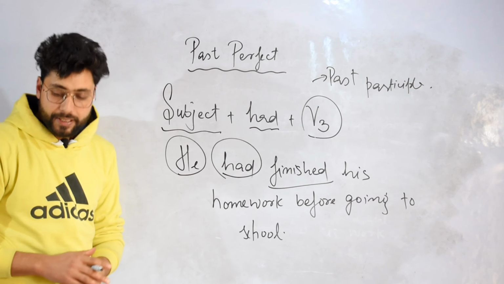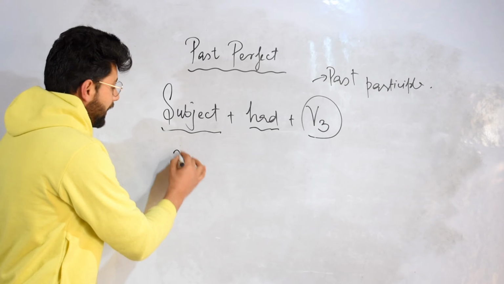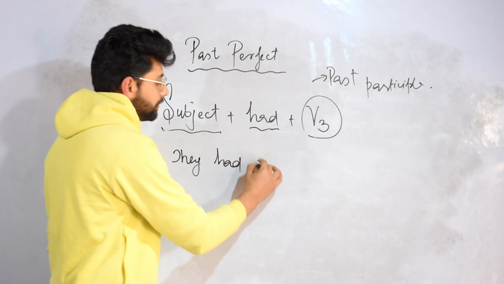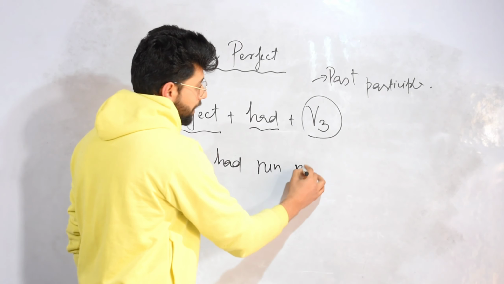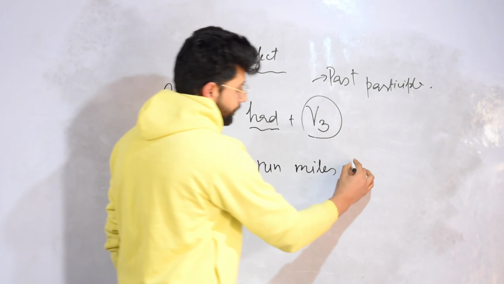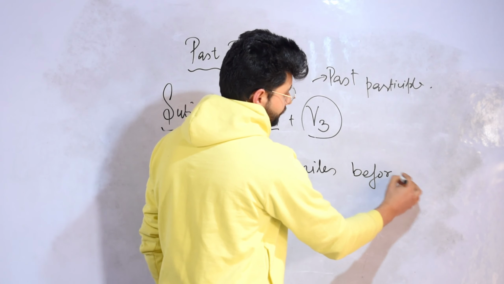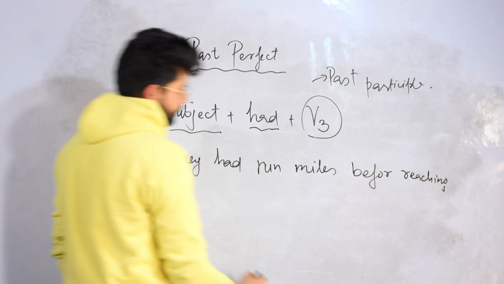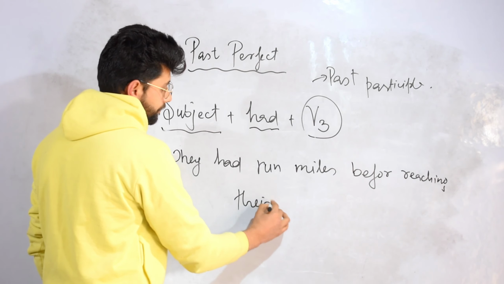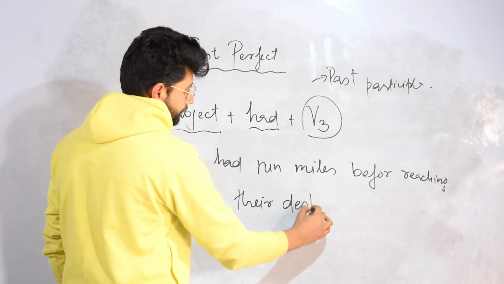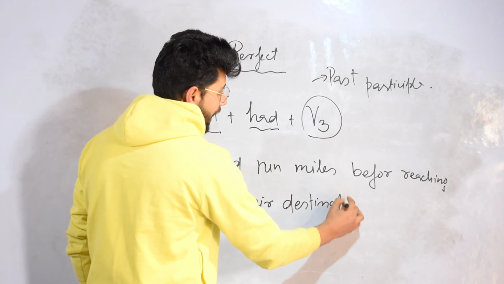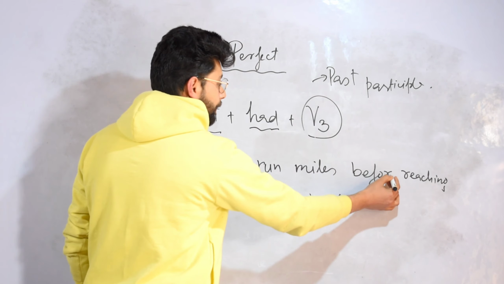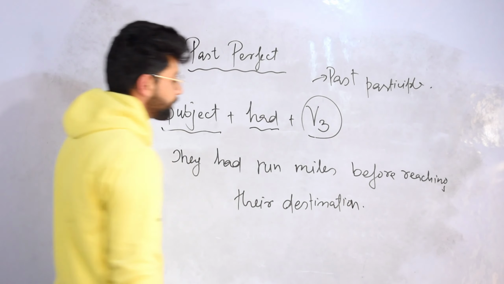Let's make some more examples. They had run miles before reaching their destination. So they had actually run miles before reaching their destination.